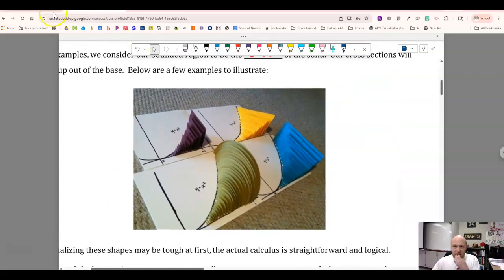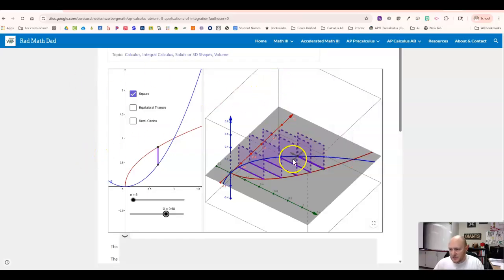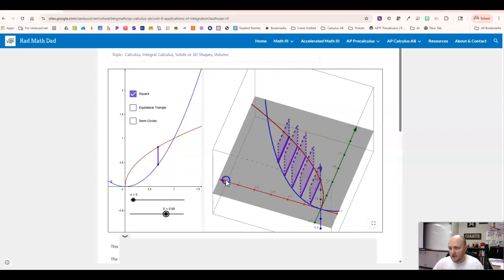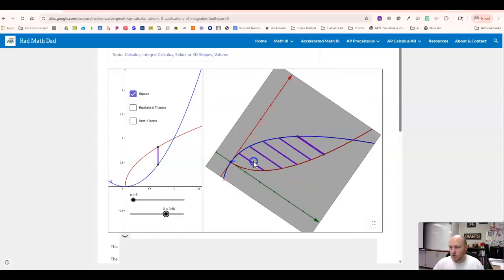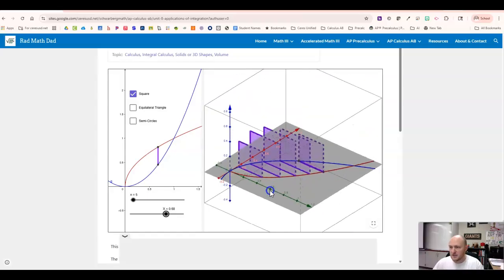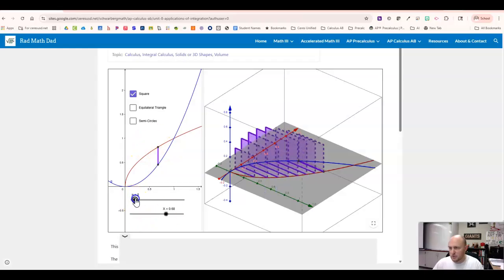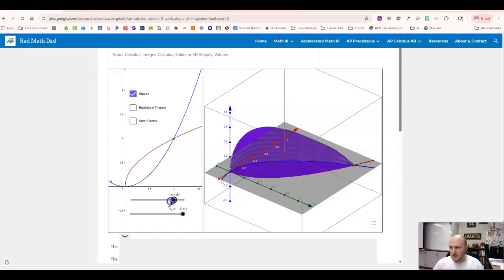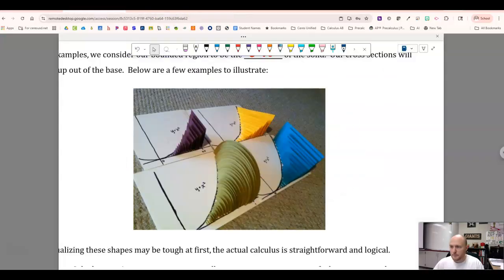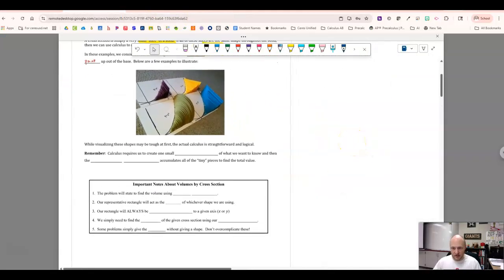Also, on my website, I have an example where I have this region, and we have some squares. You can see I have this distance here between my blue function and my red function, and these are squares that we're looking at. If I increase the number of squares, you can see how it becomes a solid object. This is what we're going to do: calculate the area of these objects and then accumulate them all together.